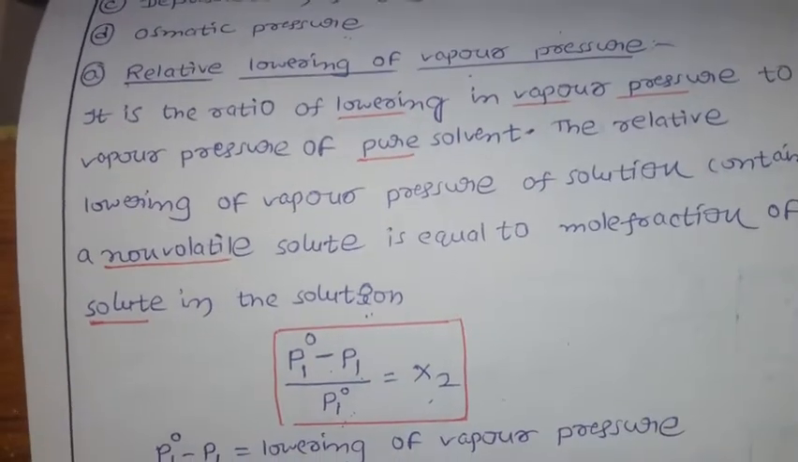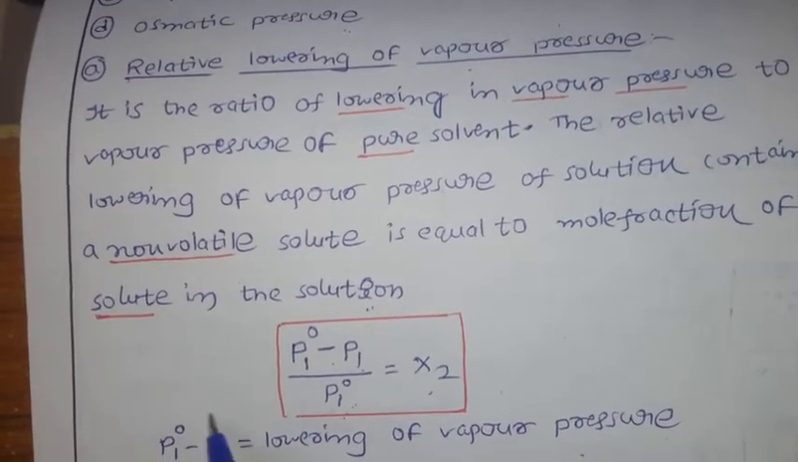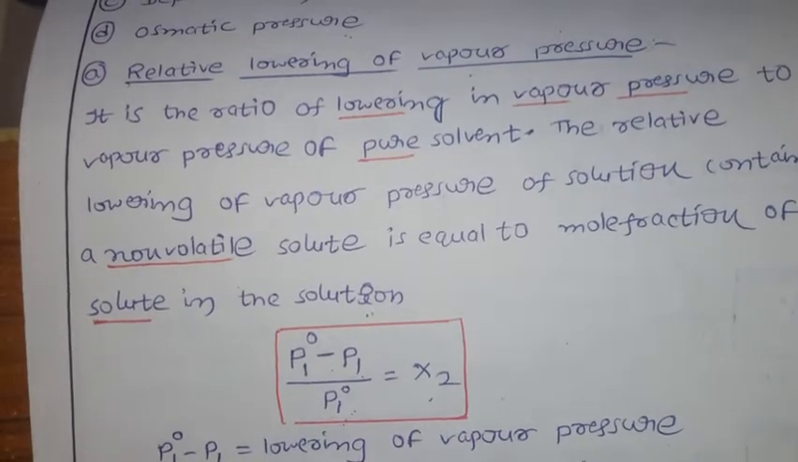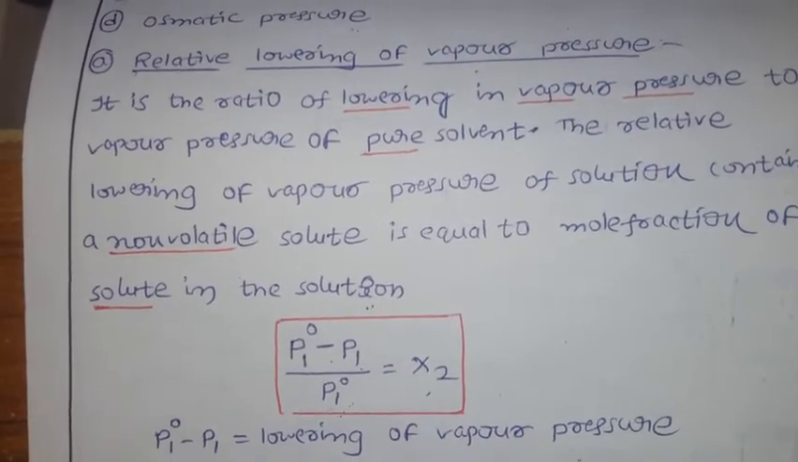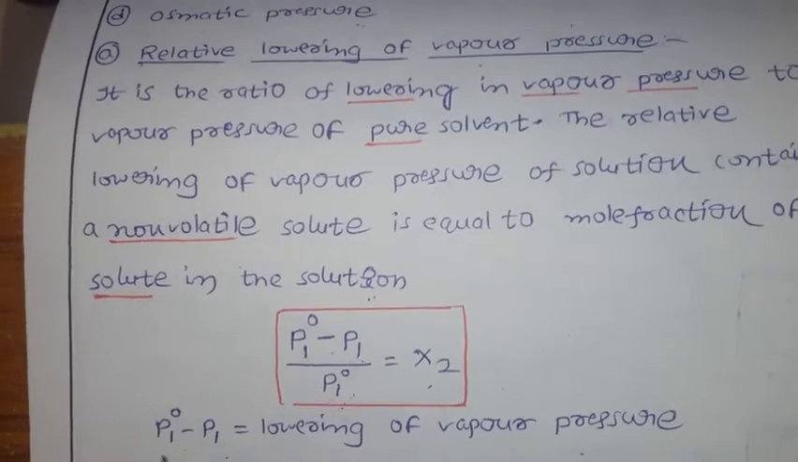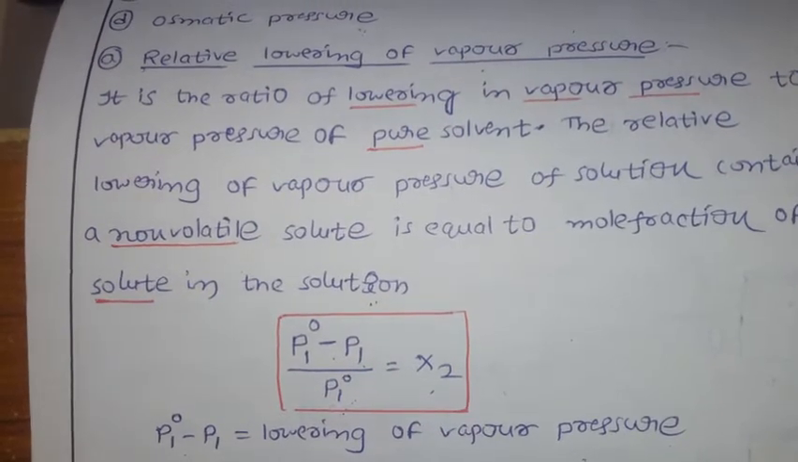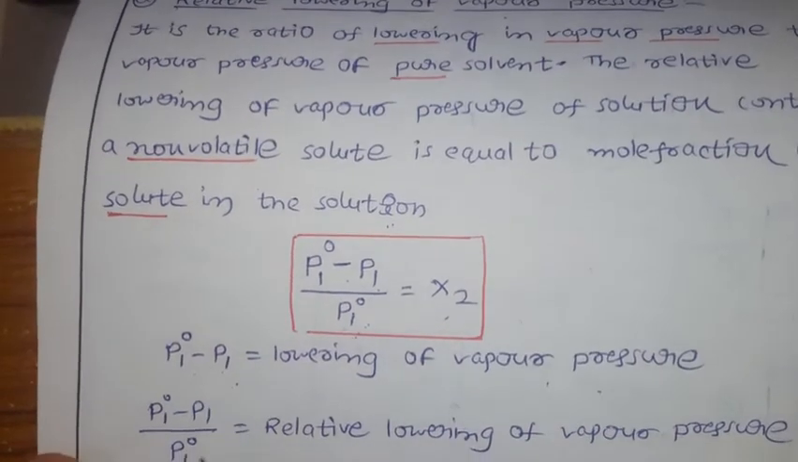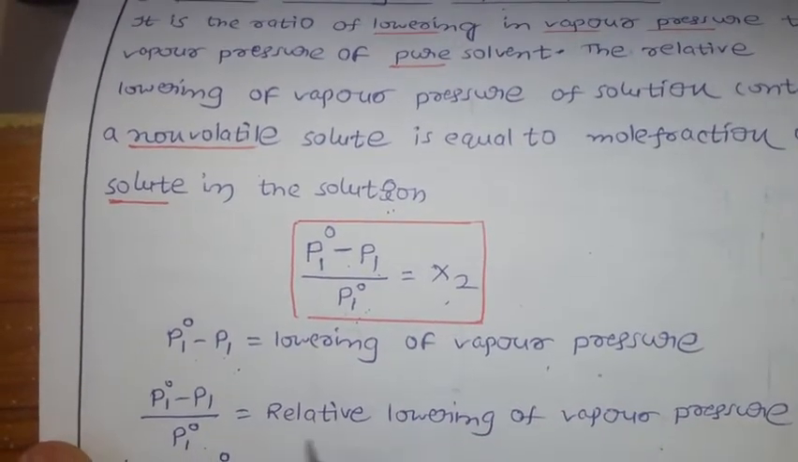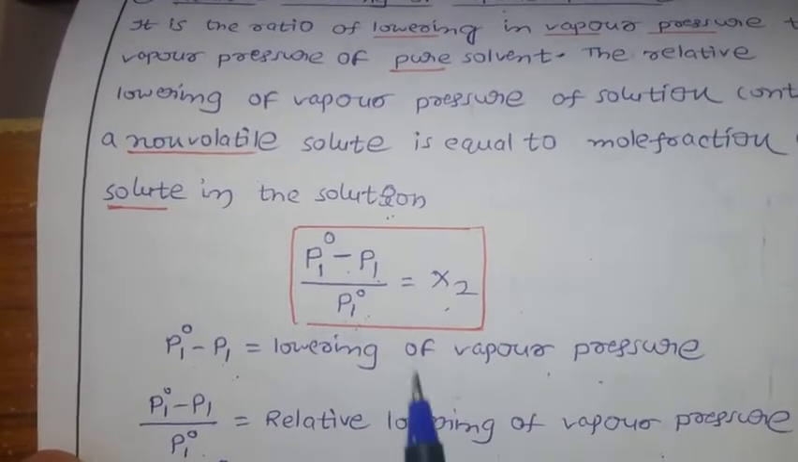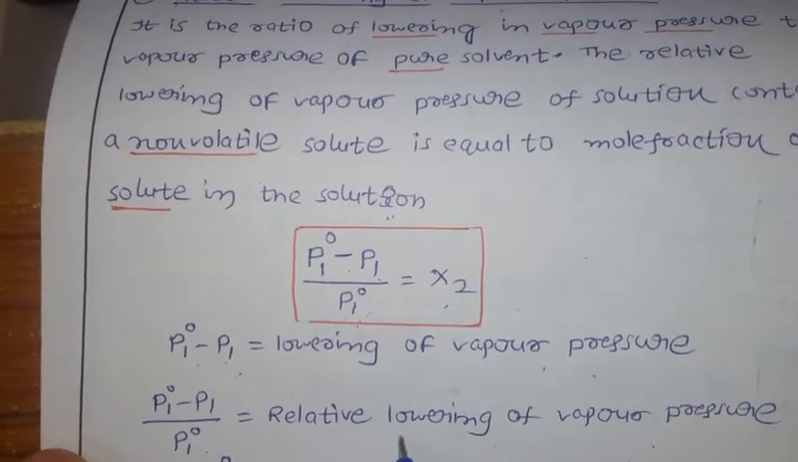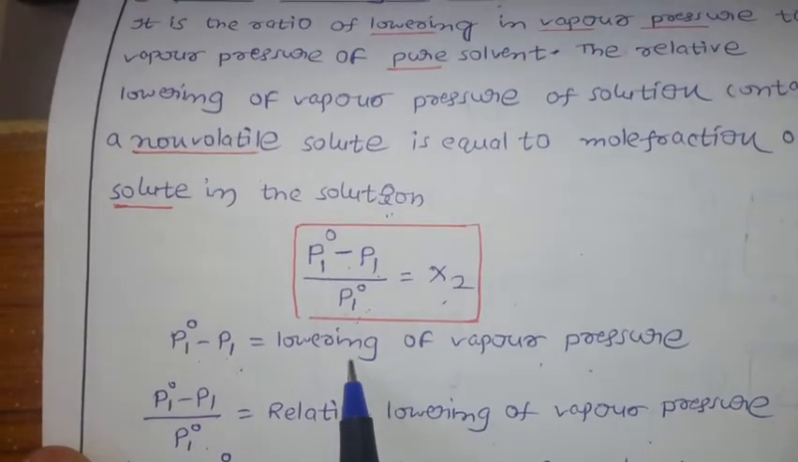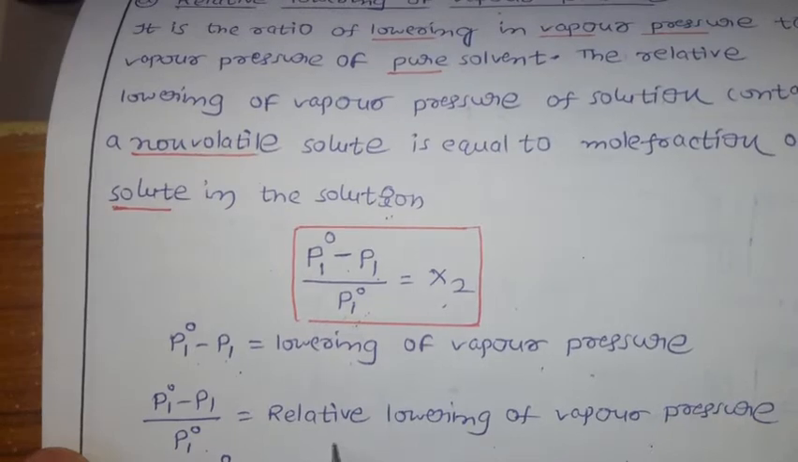So already we discussed the difference. When you add a non-volatile solute to the solvent, there is a decrease in the vapor pressure. That is P1 naught minus P1, nothing but lowering of vapor pressure. If you divide this value with P1 naught, that is called relative lowering of vapor pressure. So while doing the numericals, you should be very careful. Are they asking lowering of vapor pressure? Are they asking relative lowering of vapor pressure?